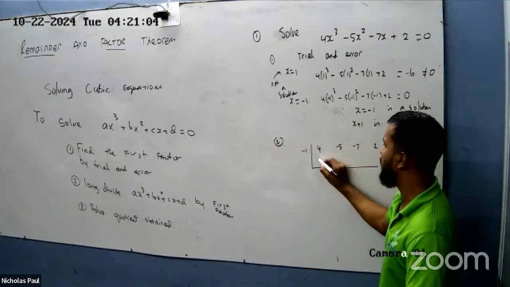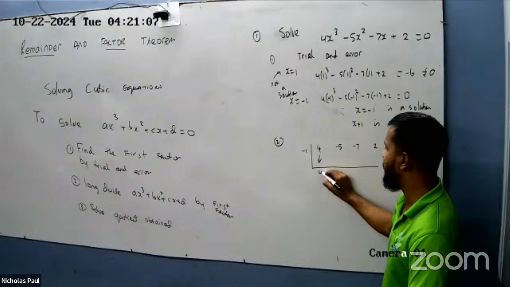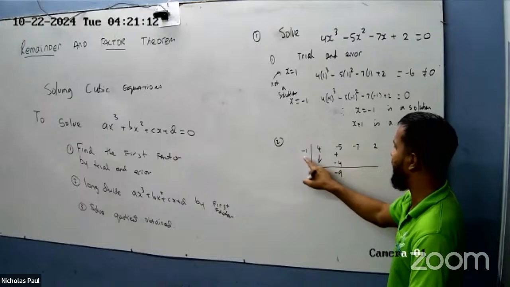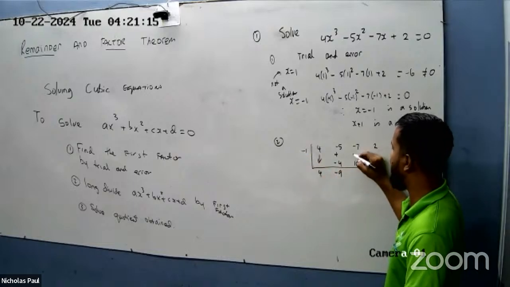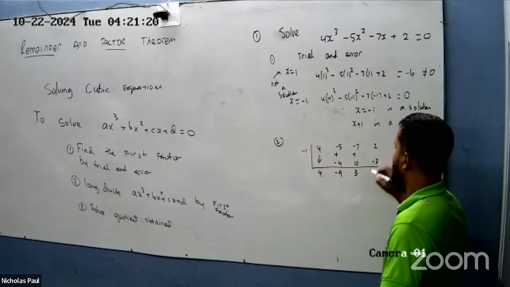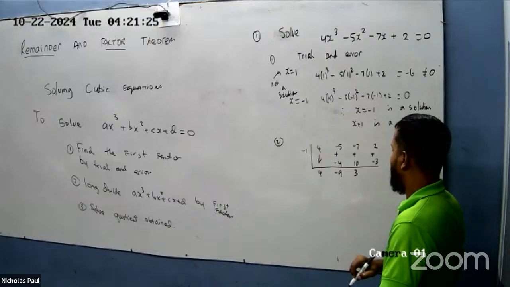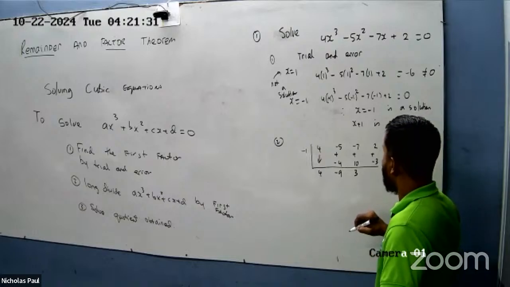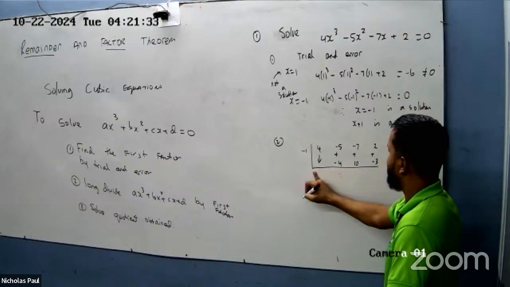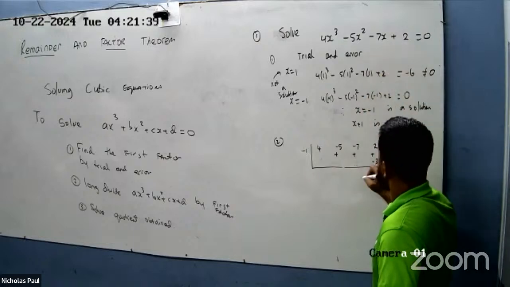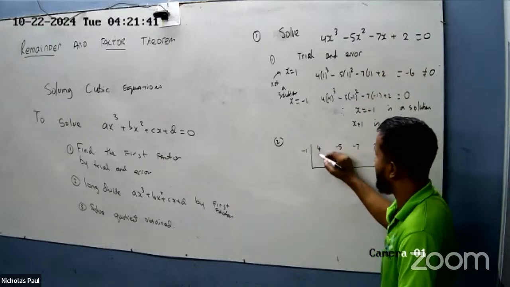Step 2 now. Bring down the 4, minus 1 by 4. Add it, you'll get minus 9, minus 1 by minus 9, 10. Add it, minus 1 by 3, minus 3. Add it. That is wrong. What did I do? Supposed to get 0 here. Let's check it one more time.